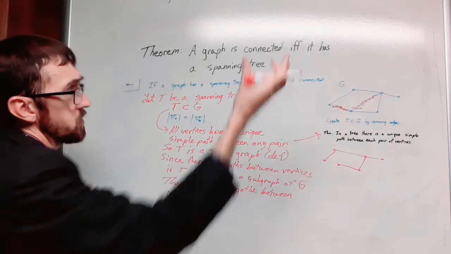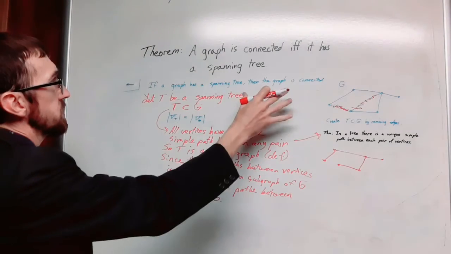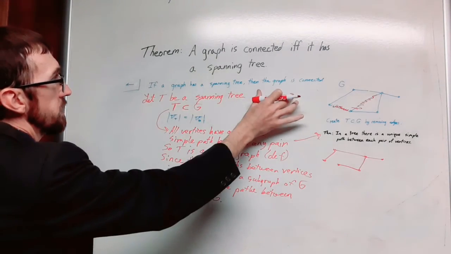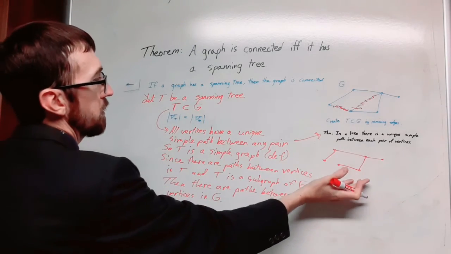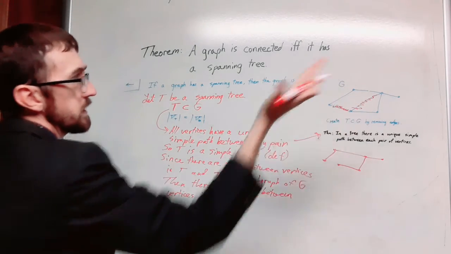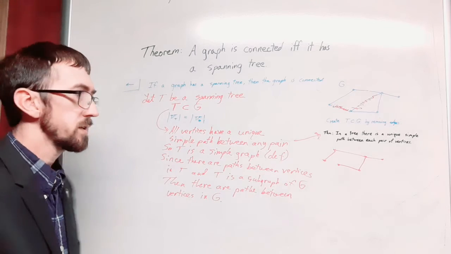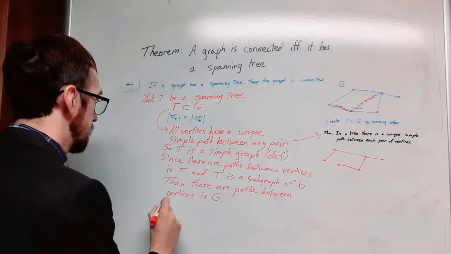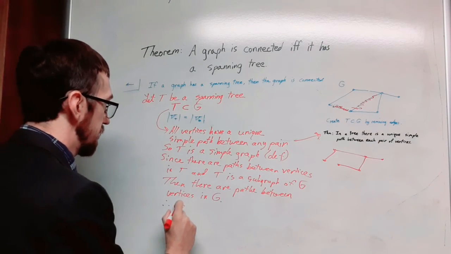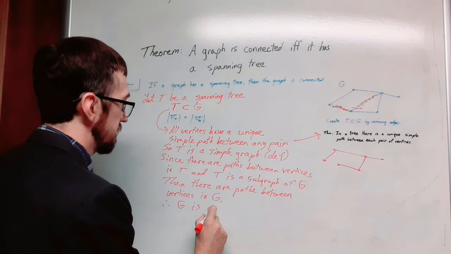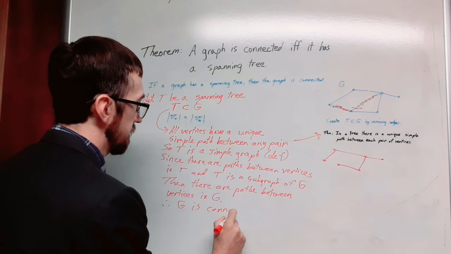In this case, the G is our second piece to this. We start with T, we end with G, because we're building from a spanning tree into any connected graph. So therefore, G is connected.